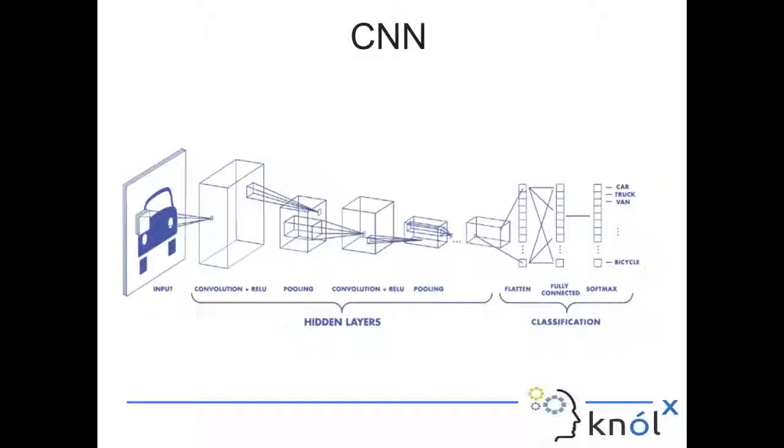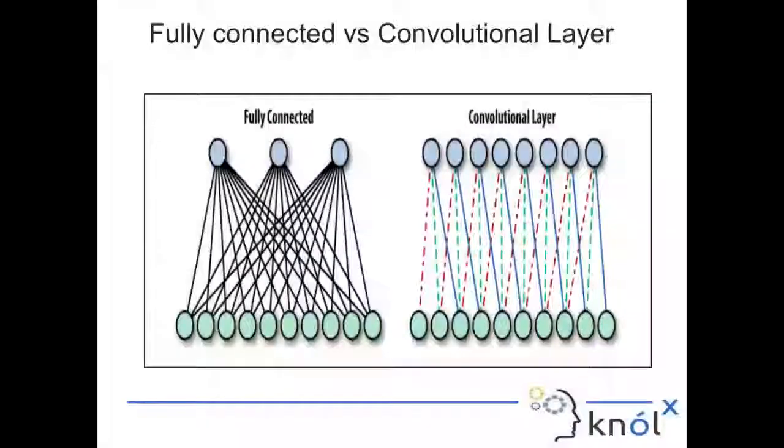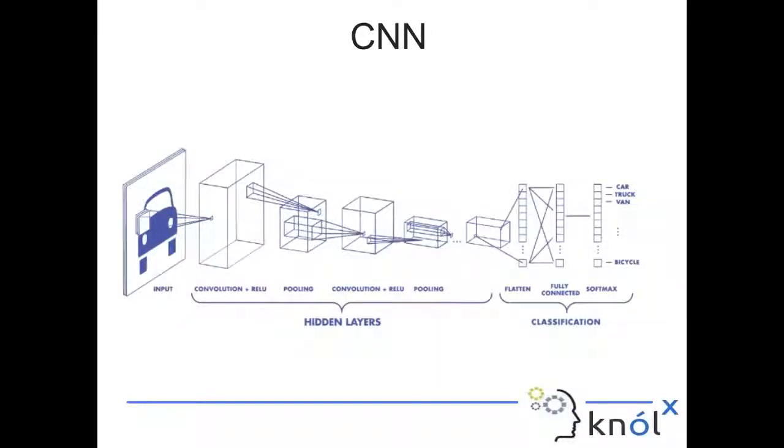Yeah, this is why deep learning is famous. Deep learning is nothing but a neural network, but it has more than one hidden layer.